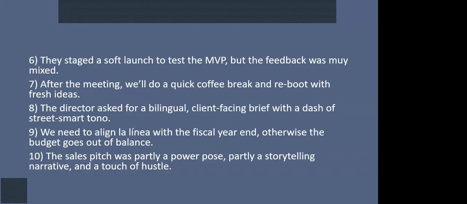Probably if you don't belong, you cannot do this job. So there are many things that are going to keep causing disruption in your work. And a touch of hustle. Take a look. What does that mean exactly? A touch of hustle.